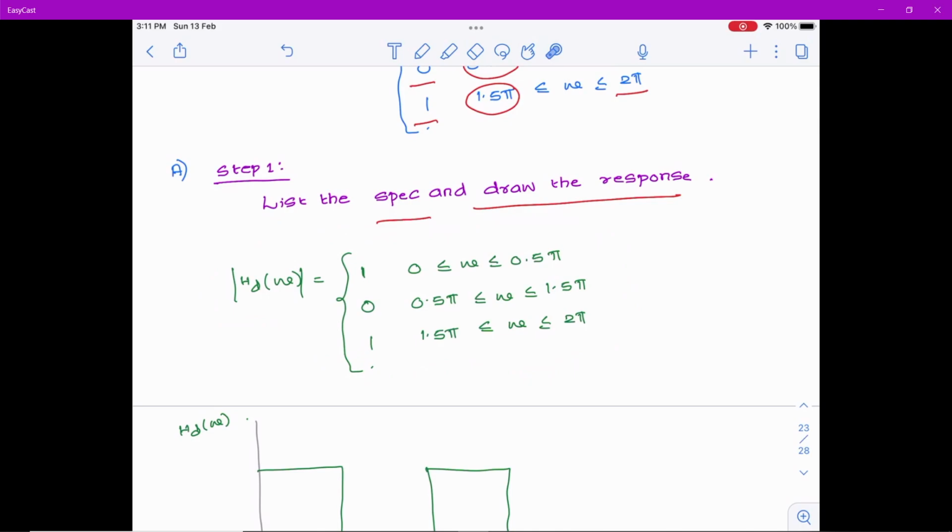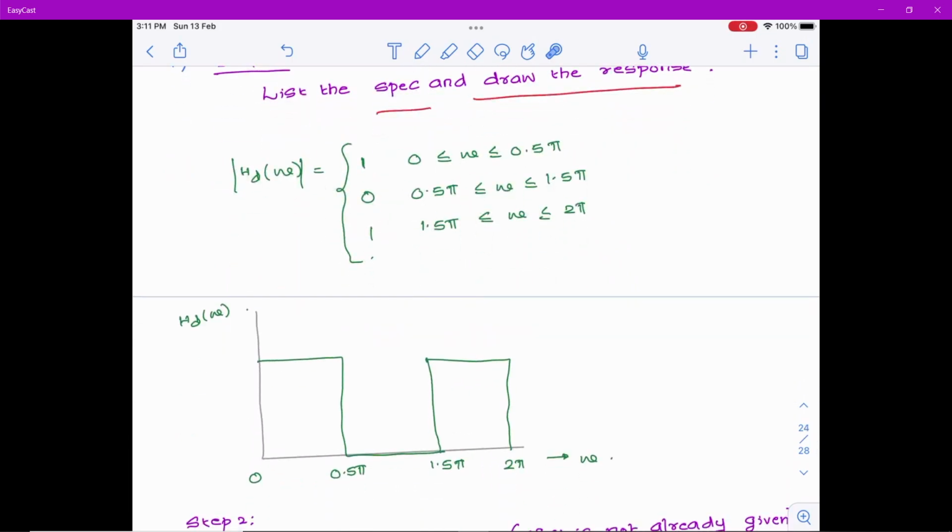ഇനി you want to draw the response, അതായത് with omega as the x-axis and Hd of omega or mod Hd of omega as the y-axis, you draw the response. So when you draw, you see between omega equal to 0 to 0.5, the value is 1. And between 0.5 to 1.5, the value is 0. And between 1.5 to 2, the value is 1. So the frequency response will look like this in the omega axis. So this is the first step.